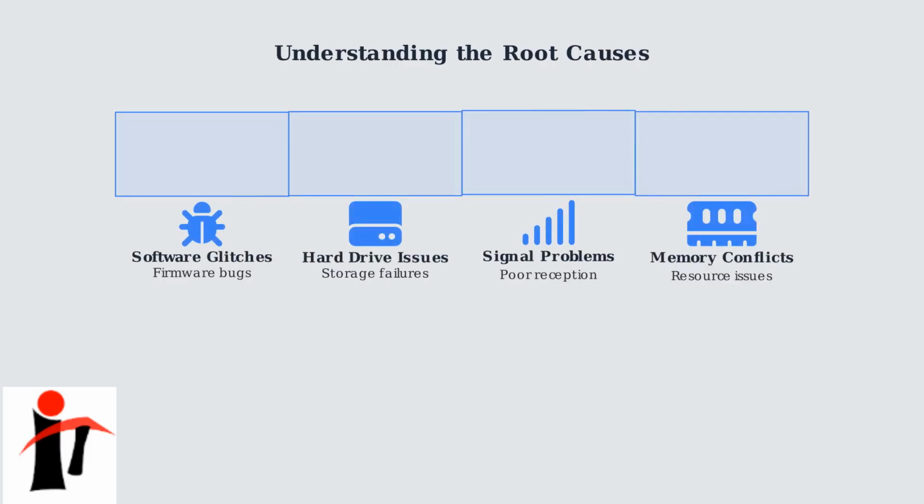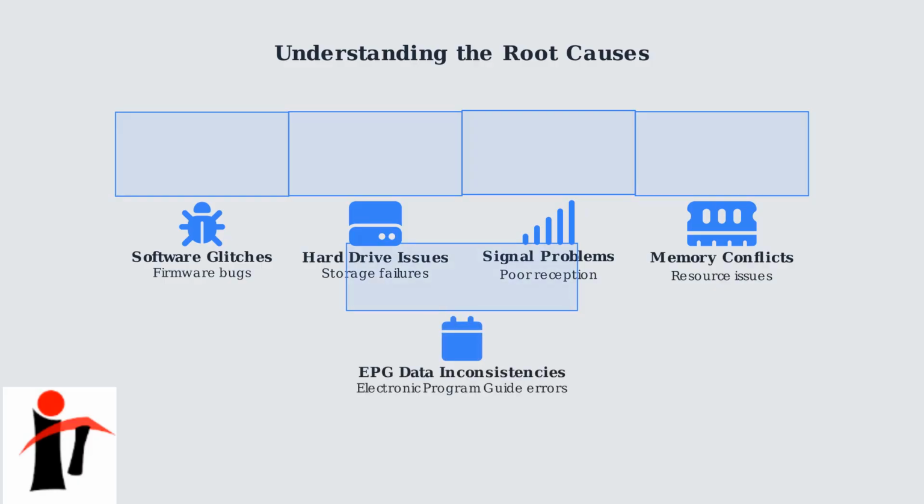Software glitches in the firmware can disrupt the recording scheduler. Hard drive issues, including failing storage or fragmentation, prevent proper data writing. Signal problems from poor aerial connections cause recording interruptions. Memory conflicts during peak usage overwhelm system resources. Finally, EPG data inconsistencies corrupt the program scheduling information.